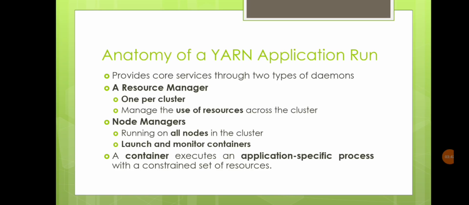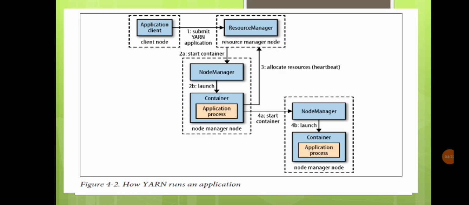Finally, we move on to the anatomy of a Yarn application run. These are the steps to run a Yarn application. It provides core services through two types of daemons. One is the resource manager, another one is the node manager. The resource manager is one per cluster and it manages the use of resources across the cluster. The second one is the node manager. It runs on all nodes in the cluster, launches and monitors the containers. A container executes an application-specific process with a constrained set of resources.